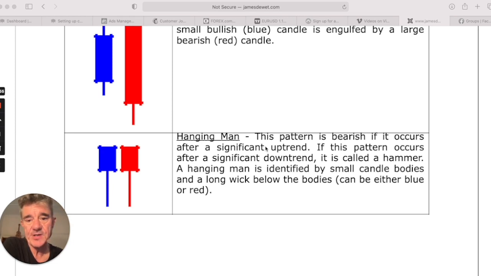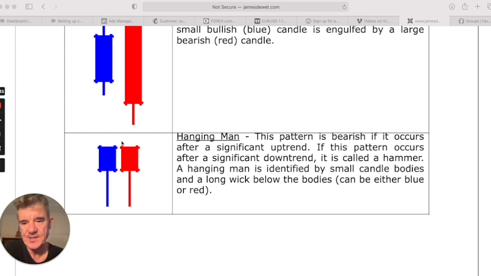If this pattern occurs after a significant downtrend, it's called a hammer. All right, same thing. After a downtrend, I would call it a spike low, as we said before earlier. And a hanging man can be identified by small candle bodies and a long wick below the bodies, which can either be blue or red. In other words, bullish or bearish.